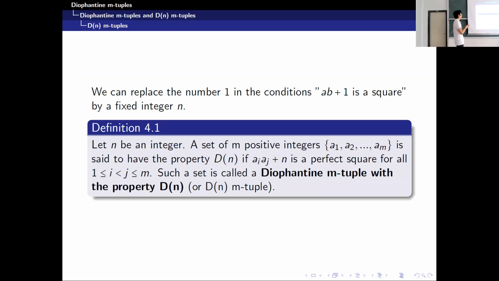Let n be an integer. A set of positive integers is said to have the property Dn if a_i a_j plus n is a perfect square, where i and j must be different from each other. We can say a Diophantine m-tuple with the property Dn, or shortly a Dn m-tuple.